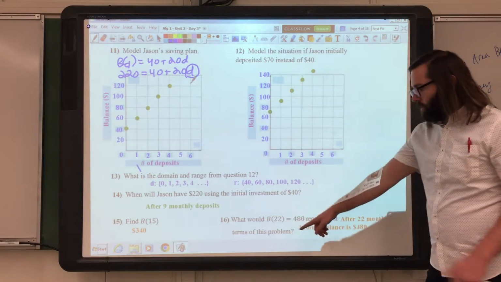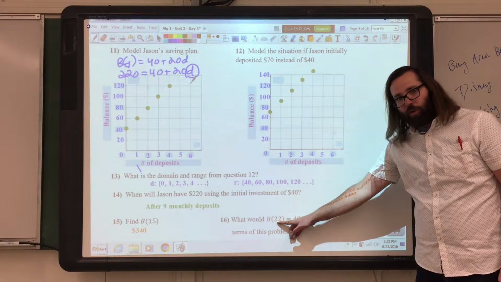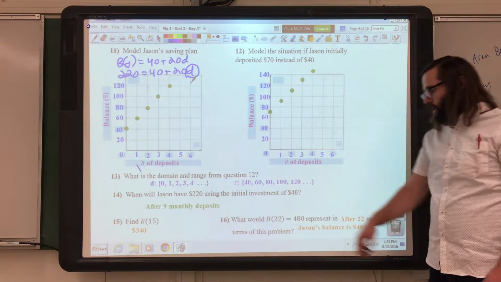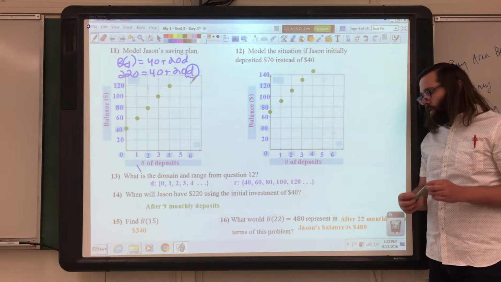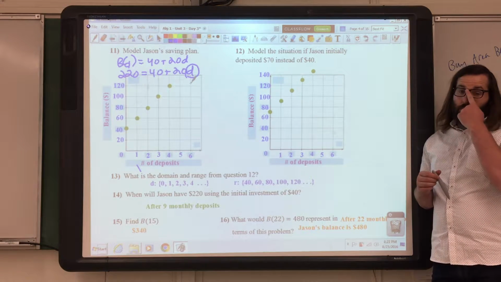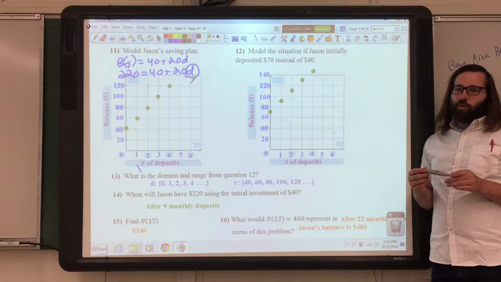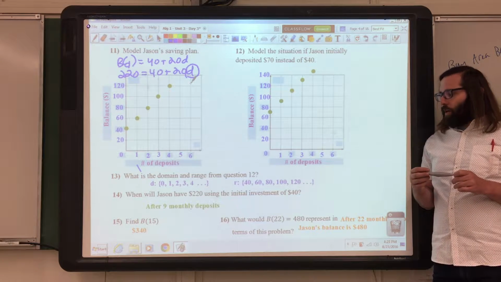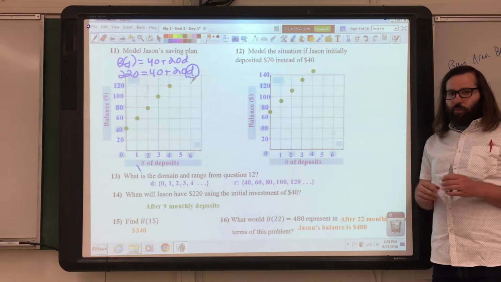Okay, this over here, the balance when there are 22 deposits equals $480. So after 22 months, you'd have $480. That's pretty good. Almost 2 years, you save $400. It's better than saving no money.